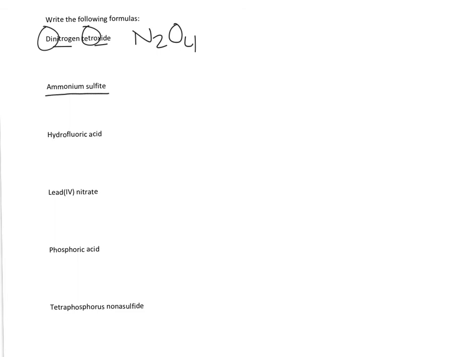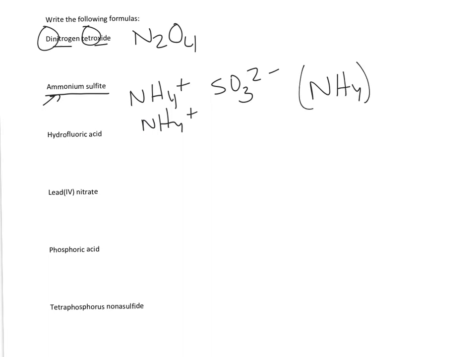Ammonium sulfite, here there's no prefixes, so it could just be molecular, right? Because maybe they're both 1, but the fact that it's ammonium, which I recognize as NH4+, I need to know that, and sulfite, which is SO3 2-, I got to balance these charges. So it'll take 2 NH4+, so my formula is (NH4)2SO3. That's ammonium sulfite. Hydrofluoric acid, okay, it's a binary acid with fluorine. Fluorine is -1, so it'll take 1 H+ to go with that, so it's just HF.